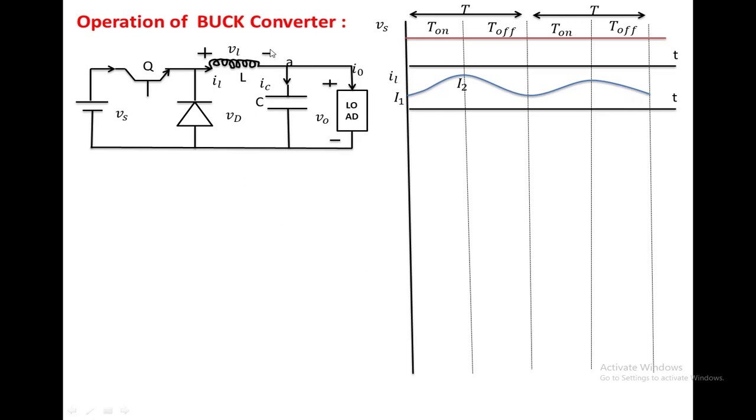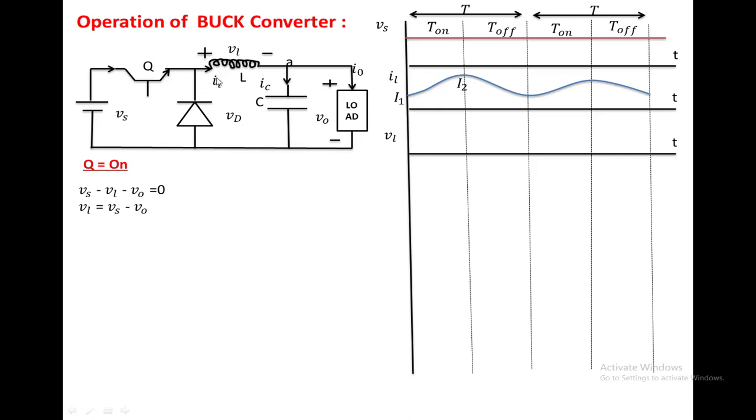If we see the inductor voltage, when switch is on, apply the KVL in this loop. So Vs minus VL minus V0 equal to 0. Find the value of VL. VL equal to Vs minus V0. This is positive because output voltage will be less than the input voltage.